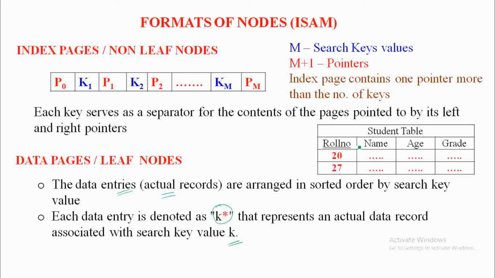If we take this example, two records are there, where the first record takes the search key value 20, the second one takes search key value 27. So to represent these two records in the data pages, they can be represented as 20 asterisk and 27 followed by asterisk symbol.